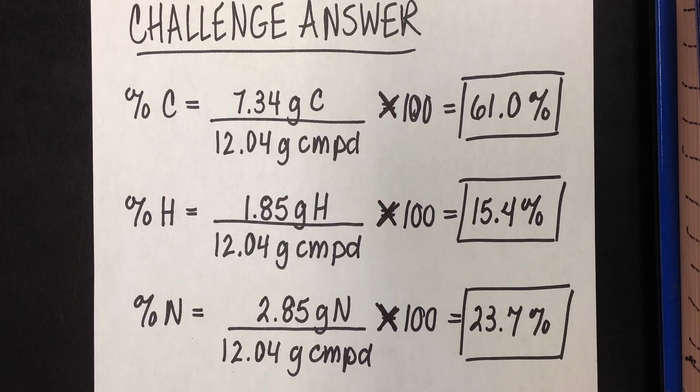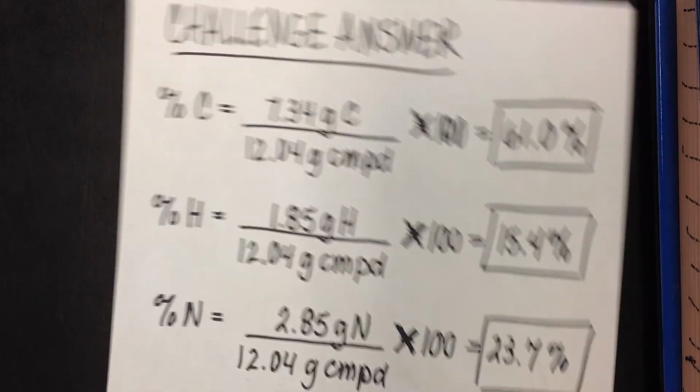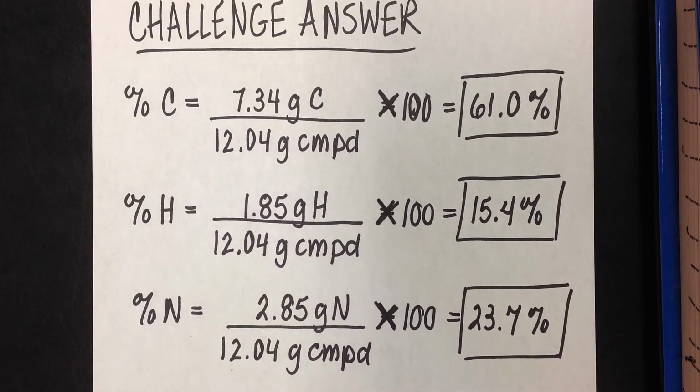So always look at what they give you and just really ask yourself, what have they given me? Take an inventory of that. Now, what could I find from each thing? So turns out it wasn't a very hard problem. And now we have our percent compositions. So we kind of work backwards from what an empirical formula problem might look like.